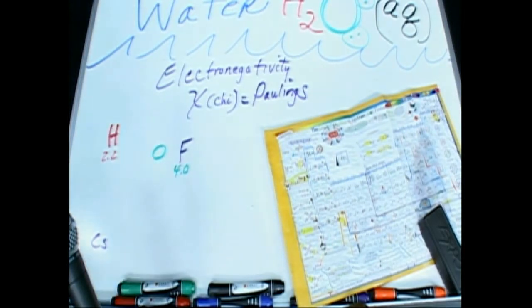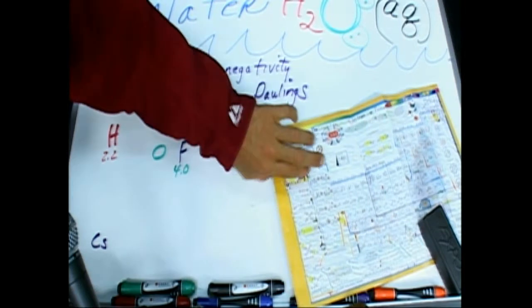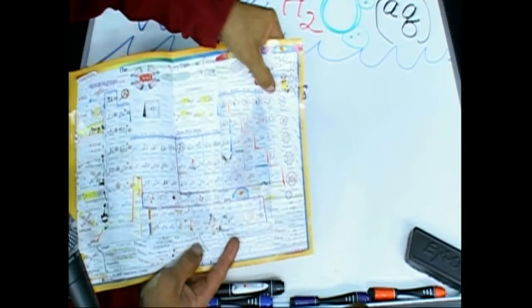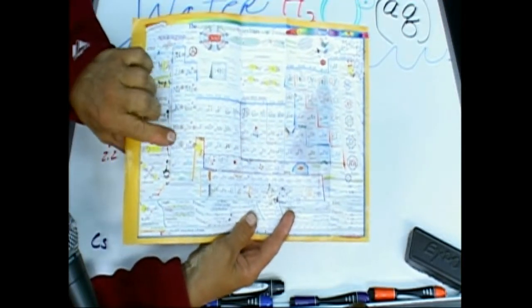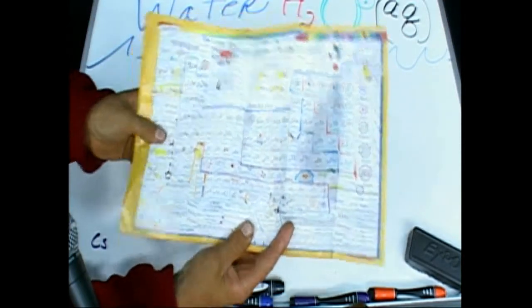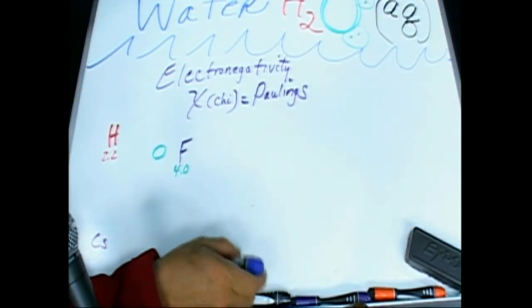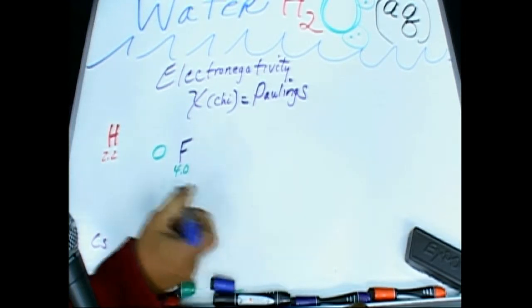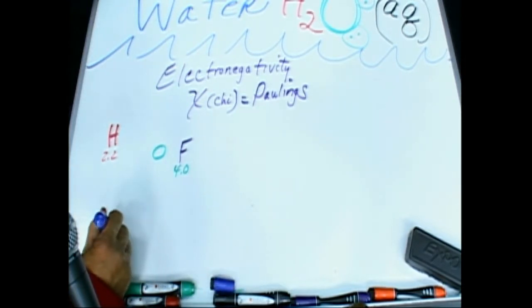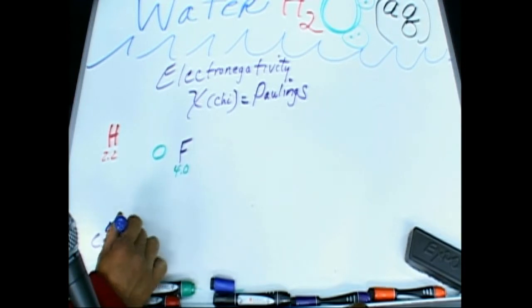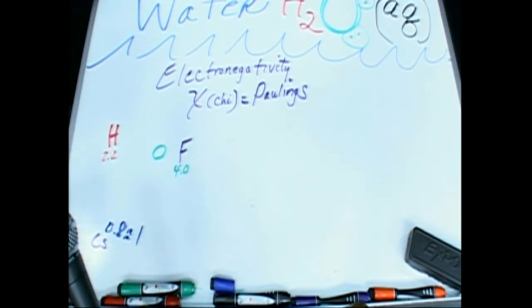Okay, so what we were saying, if you look at the periodic table here, you're going to find the most electronegative element is up here. The most electropositive is down here. So for all general purposes, cesium is going to have an electronegativity value of 0.79, so call it 0.8, which is about 1.